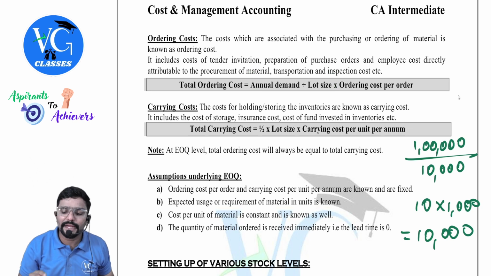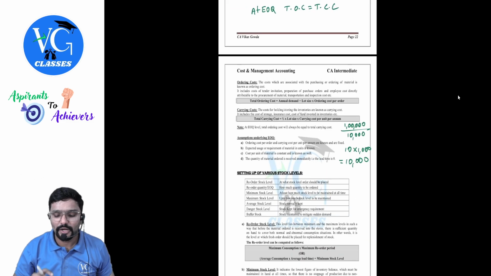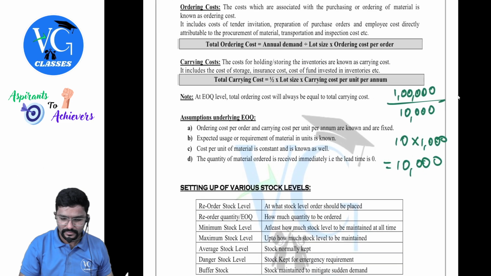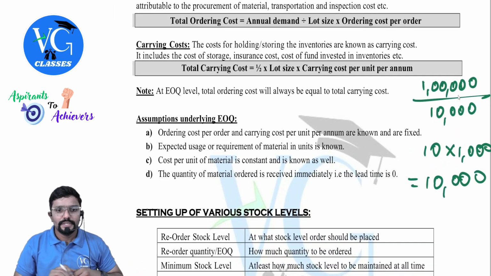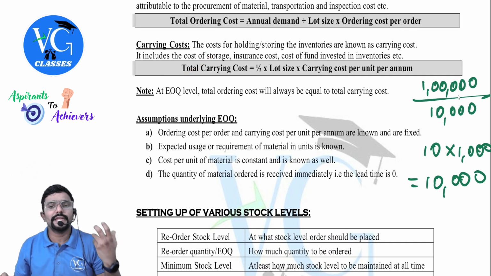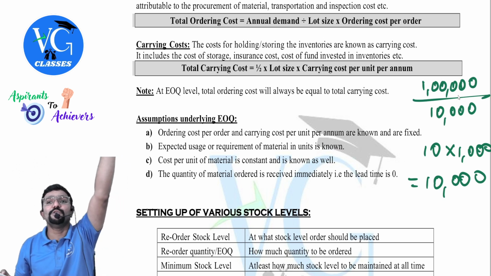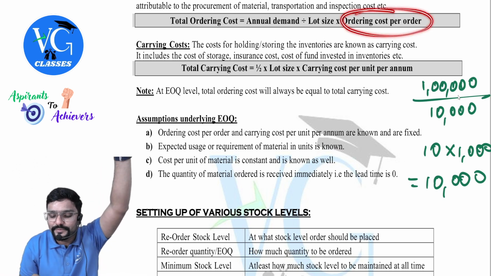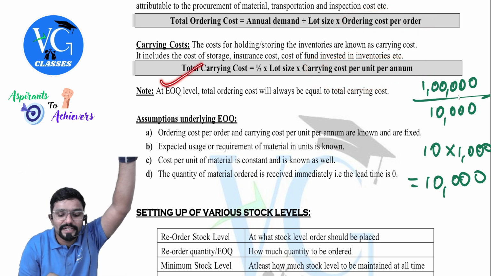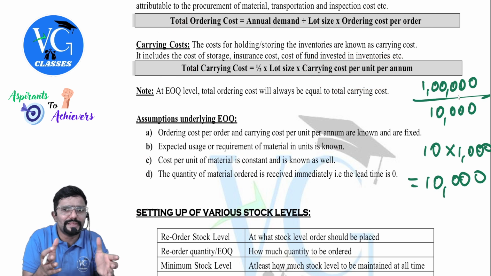Next, coming to carrying cost. What is the formula to calculate total carrying cost? Half into lot size into carrying cost per unit per annum. Guys, listen here. What we have used in the EOQ formula is only this part. Whereas here, what are we calculating? Total carrying cost and total ordering cost. So we are taking something else also along with that.